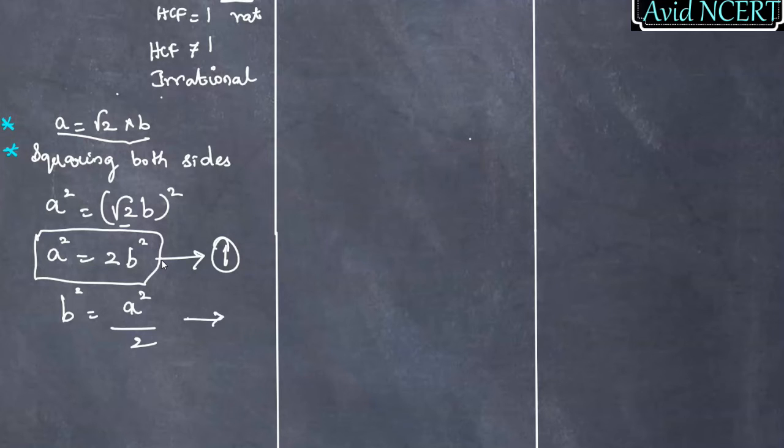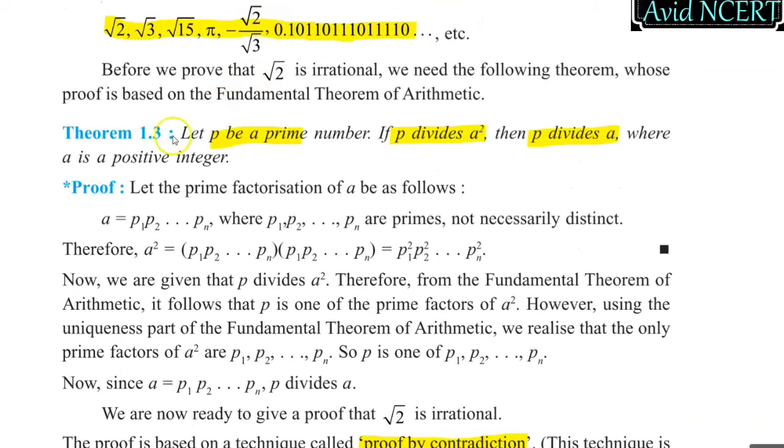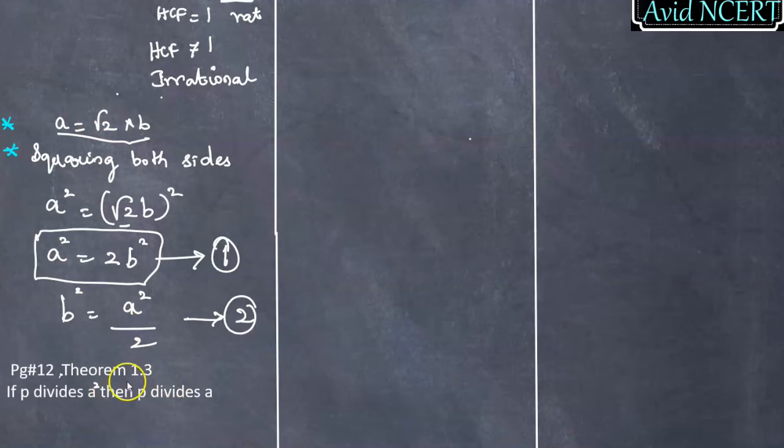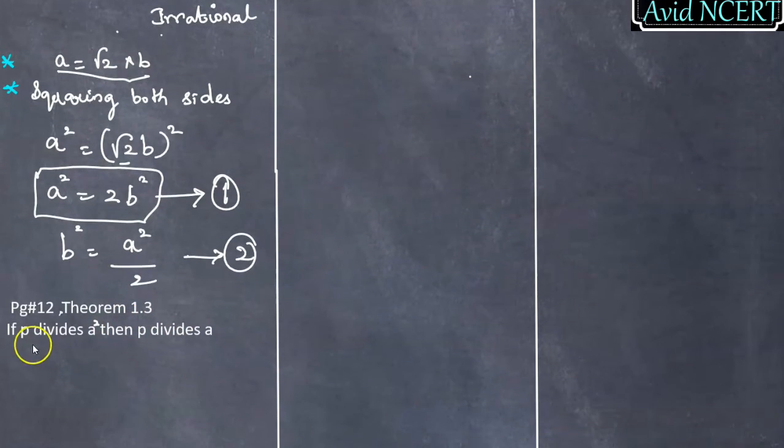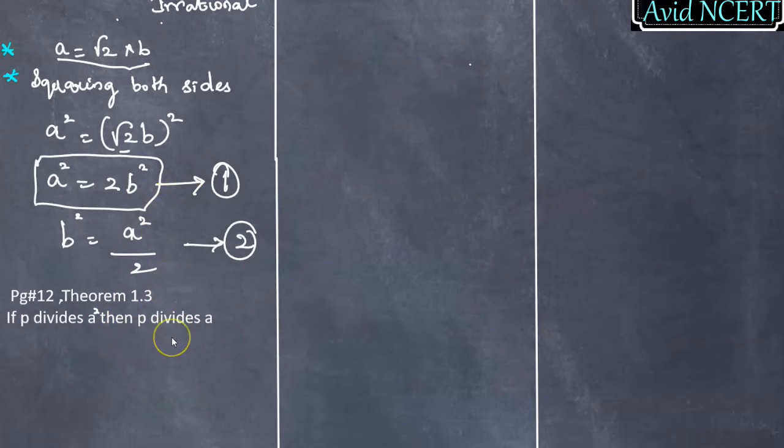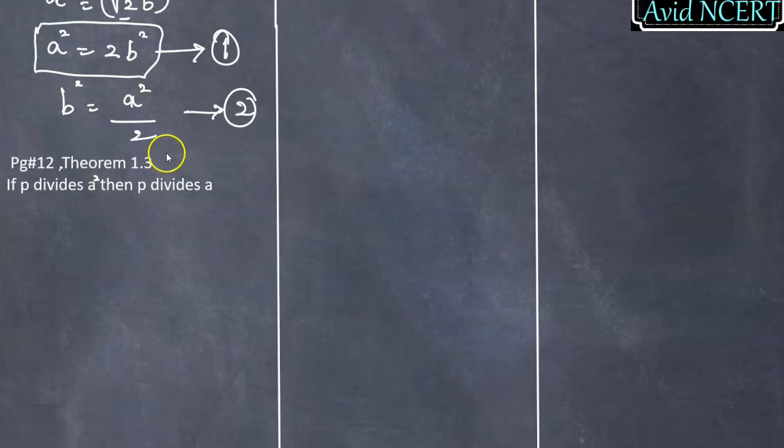This is the second equation. We know from theorem 1.3 that if a prime p divides a square, then p also divides a. Here p is 2. So if 2 divides a square, then it also divides a, which means a by 2 is an integer. So we can say that there is some value c which equals a by 2.